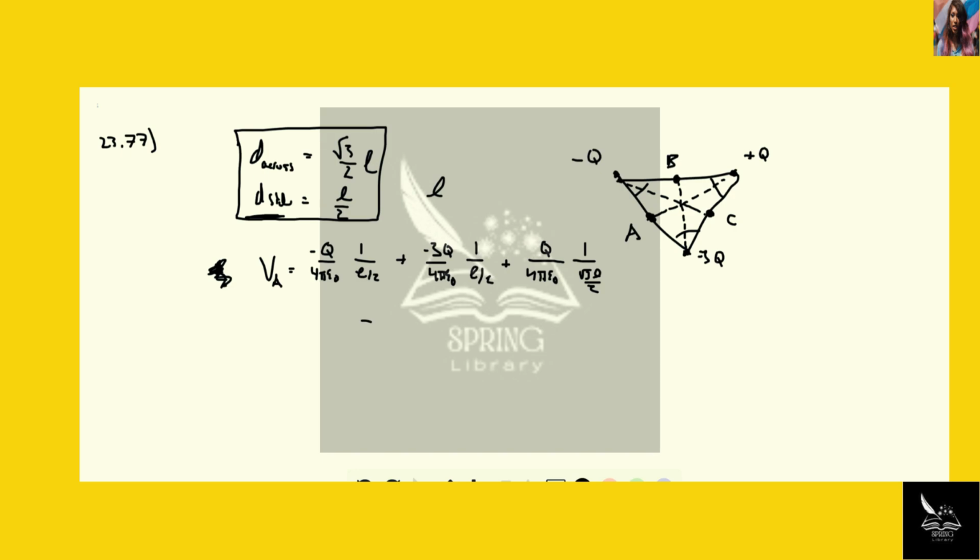Cool. If we plug all this in, we can simplify out to q over pi epsilon naught L, and this is root 3 over 6 minus 2. And this is VA. Awesome.